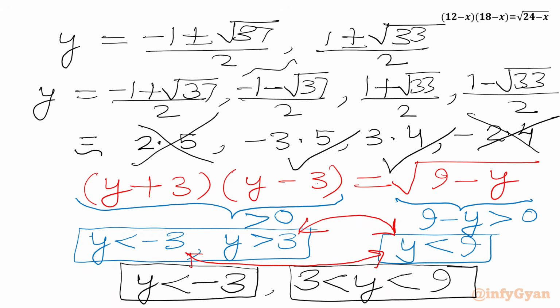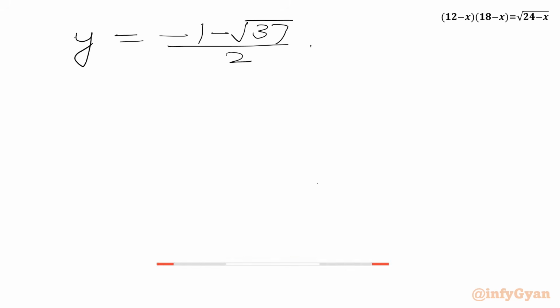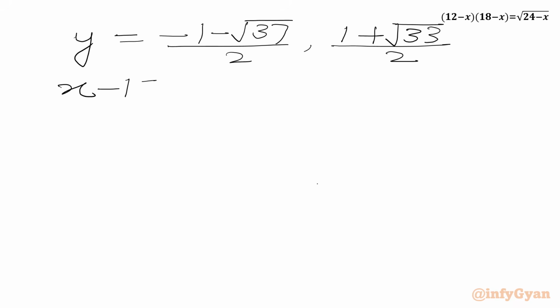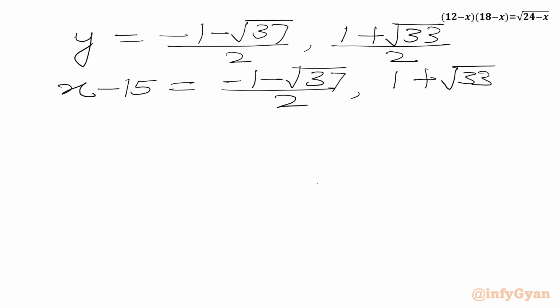So we will accept these two y values. -1 minus square root 37 over 2, 1 plus square root 33 over 2. Let me write here, y equal to -1 minus square root 37 over 2, 1 plus square root 33 over 2. Now y was our substitution, x minus 15. We'll write equal to -1 minus square root 37 over 2, 1 plus square root 33 over 2.